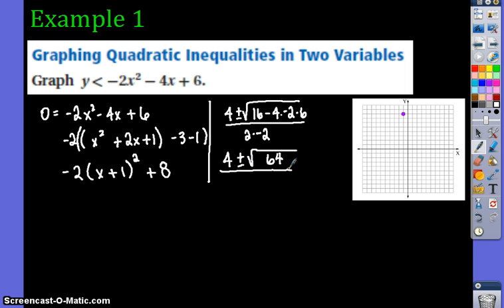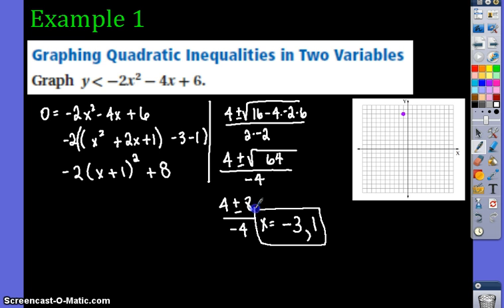Sorry, I'm skipping a couple of steps. I just want to save us a lot of writing up here. And then we have 2 times a negative 2, that would be a negative 4. All right, so when we evaluate this, the square root of 64 gives us 8. So we have 4 plus or minus 8 over negative 4. Now we can get our two zeros. 4 plus 8 is 12. 12 divided by negative 4 would be negative 3. That's one of our zeros. x equals negative 3. Now let's do the other one. 4 minus 8 is negative 4, divided by negative 4 is positive 1.